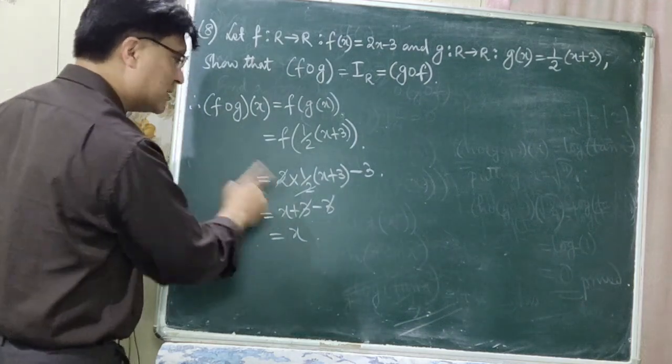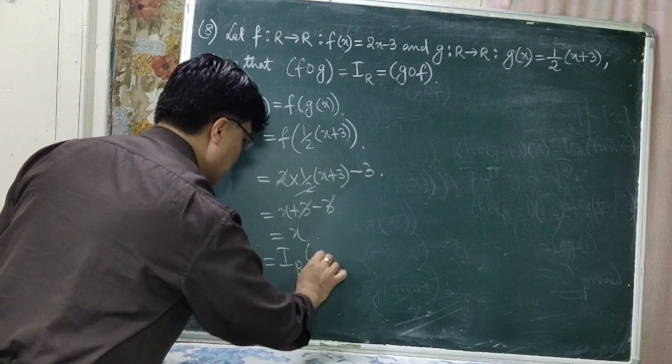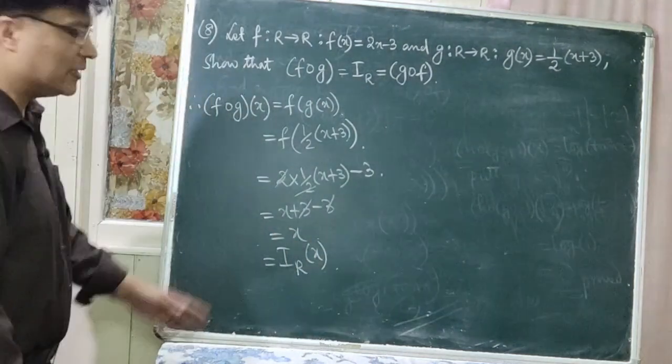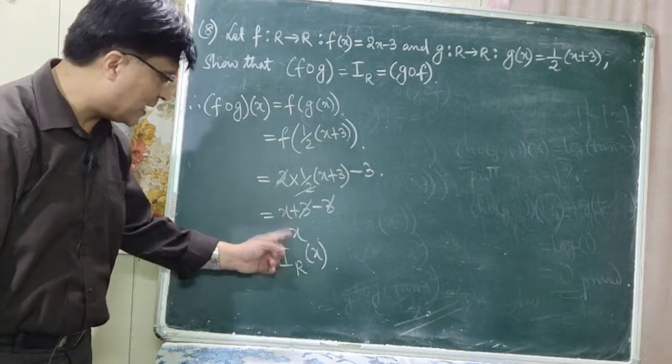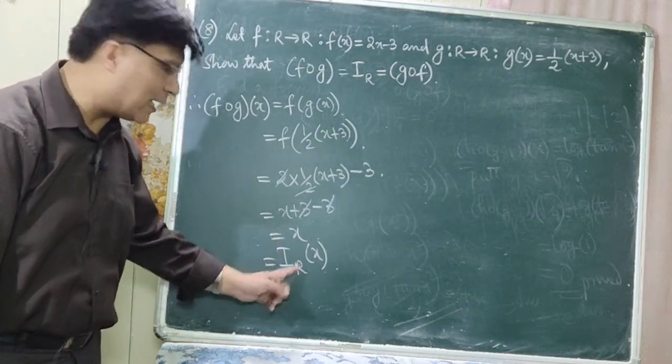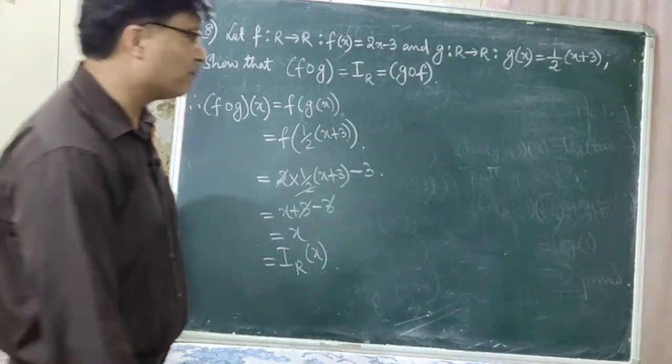That means it is an identity function, right? So which is equal to IR of X. That is, this is your identity function. So this X can be written as IR within bracket X. You know identity function, isn't it?